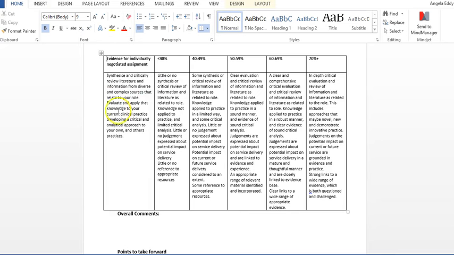Here we're expecting you to synthesize and critically review the literature and present us with a 3,000 word assignment. Part of this was about you undertaking the literature search that would underpin this assignment and piece of work. So this bit is marked out of 30. Then overall, as you can see on that marking grid, that adds up to the mark out of 100.